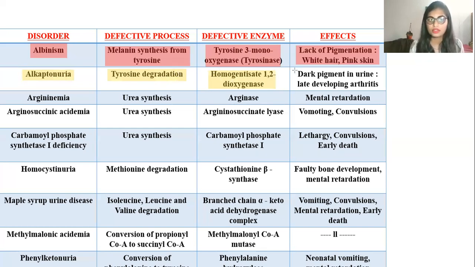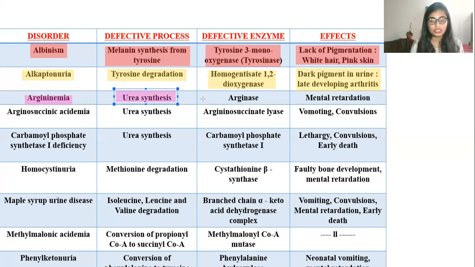When it comes to the effects of alkaptonuria, there is a dark pigment in urine, usually dark in color. Next, late-developing arthritis will develop. So this is about the alkaptonuria disorder. And the next disorder is arginemia. This arginemia is a defective process of urea synthesis.